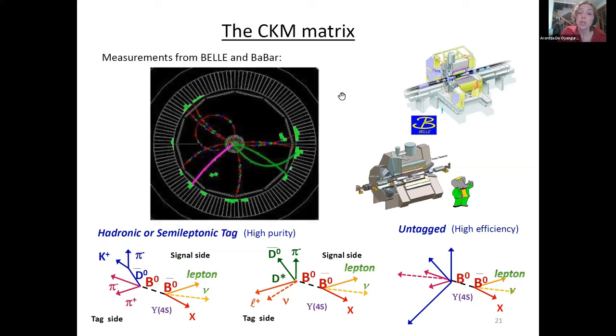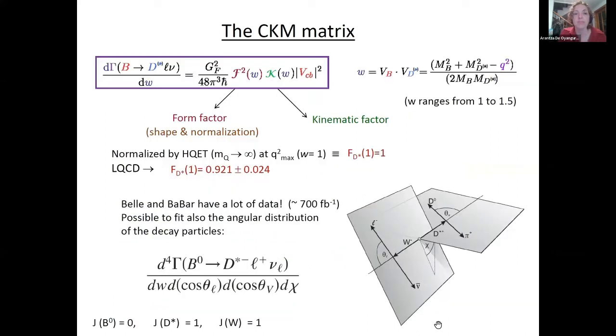So then you can do the measurement of these CKM matrix elements. You can do it by using hadronic or semi-leptonic tag, or you can use it untagged. So there are many methods, and there are many measurements at the B factories.